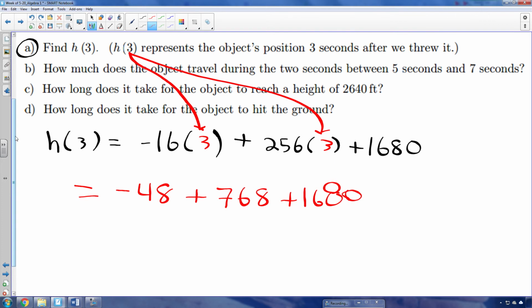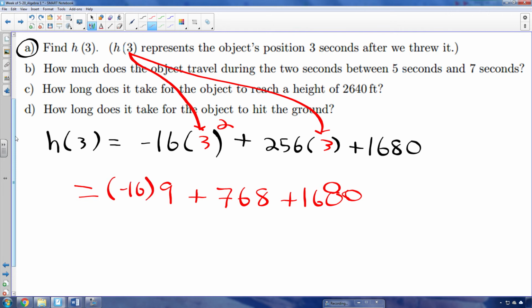And now, oh, there's a mistake. There's a big mistake here, actually. It's because this is squared. This 3 is squared, right? So this should have been 16 times 9, right? Because this is 9, and this is negative 16 times 9.